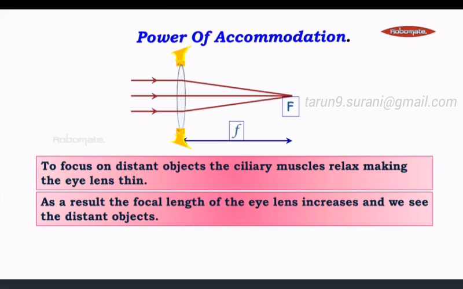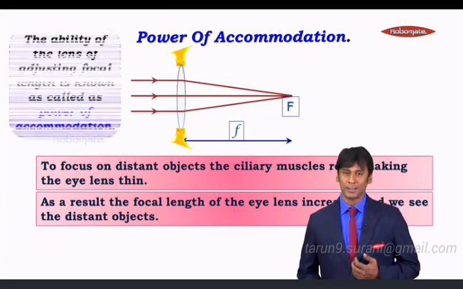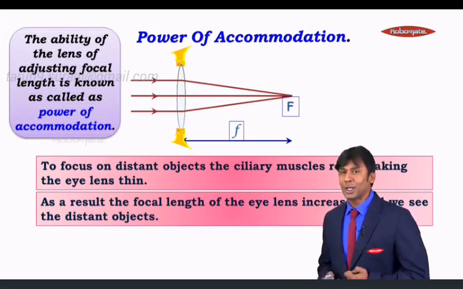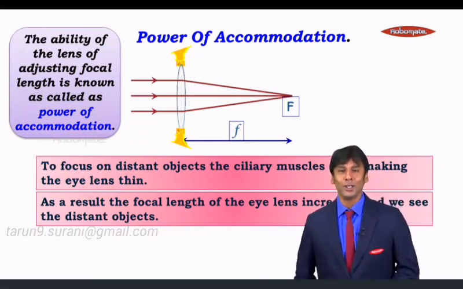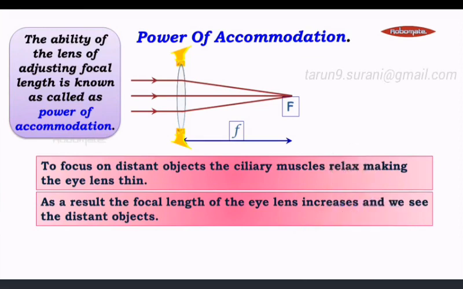So in this way, the ciliary muscles are responsible for adjusting the focal length of our eyes. So students, the ability of the lens of adjusting focal length on its own is called the power of accommodation, a very important definition. So this, students, was power of accommodation.